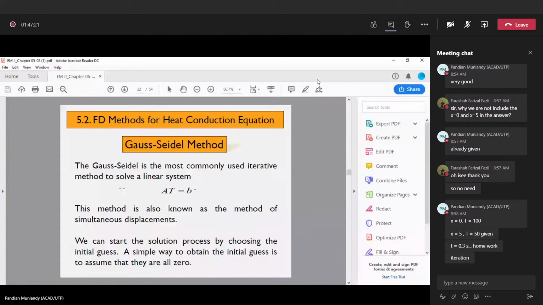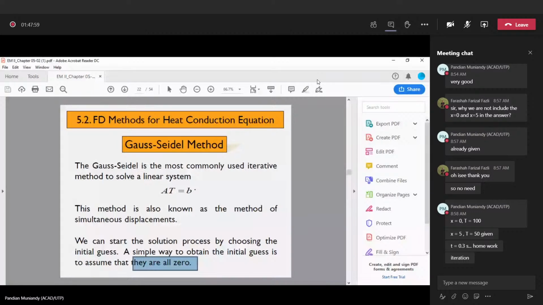So we can start the solution process by choosing the initial guess. When we say numerical method, how to start? Everyone can use any values for the initial guess. But here, this is the suggested idea. The simple way to obtain the initial guess is to assume that they are all zero. What do you mean by this? So this is what we want to know, the initial guess.